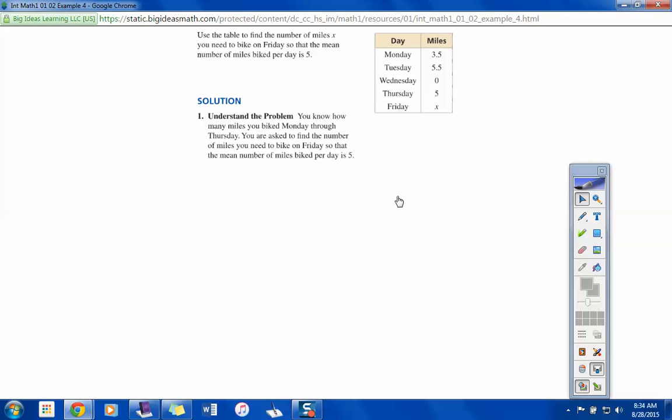3.5 plus 5.5 plus. Wednesday looked like a nice day to ride. Must have been raining or something that day. Can't ride or run in the rain, can we, Nolan?